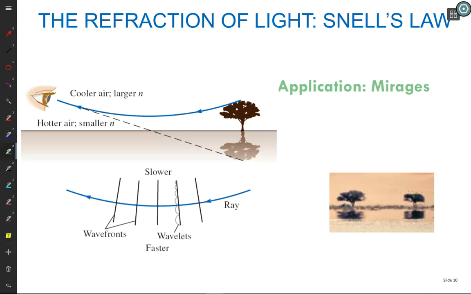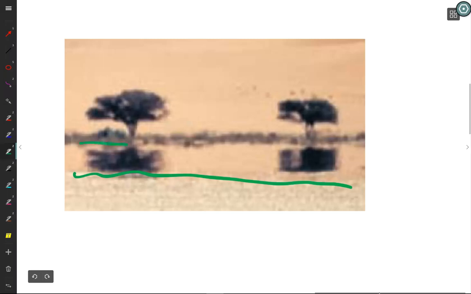Mirages. Mirages are caused by refraction. The same thing that makes a lens work is what makes a mirage. And the typical mirage you see, so here's an actual photograph of a mirage. This here looks kind of like water. And then if you look here, you have what looks like a reflection of the tree down below the horizon. It's not really a reflection.